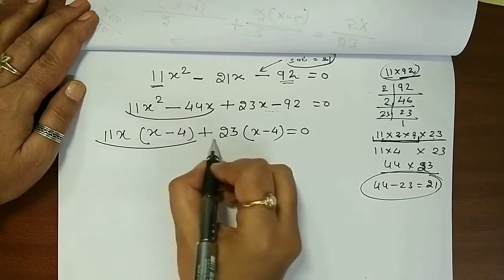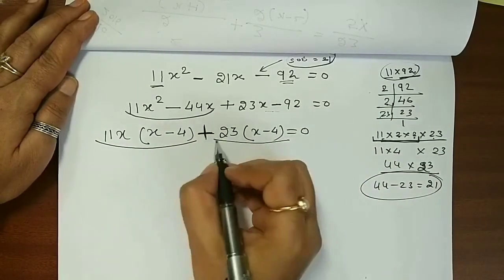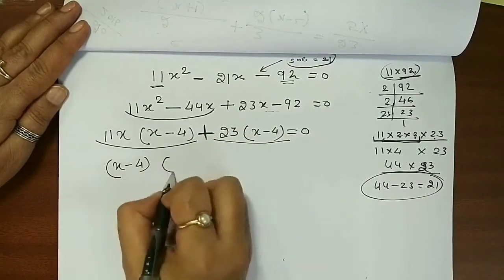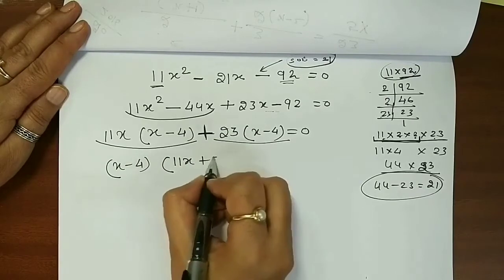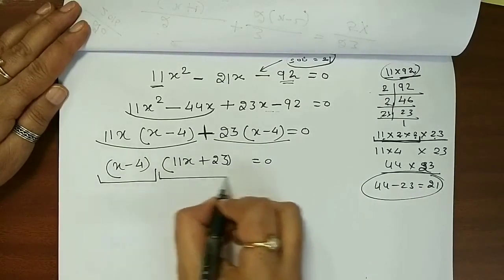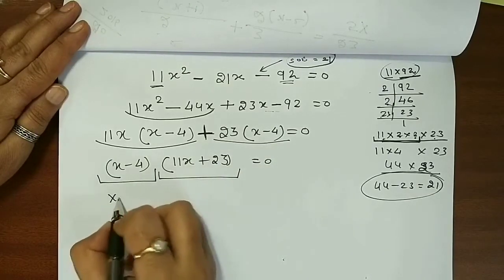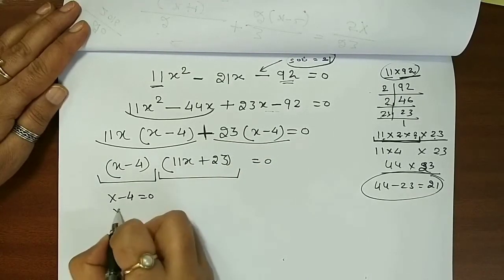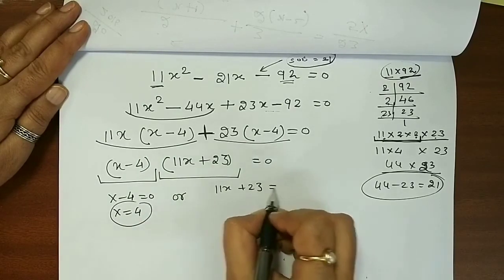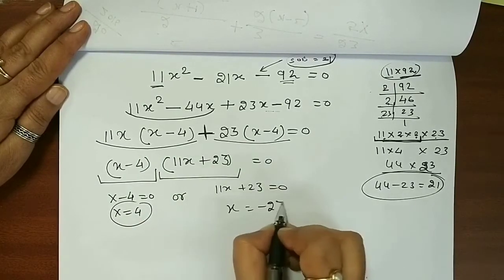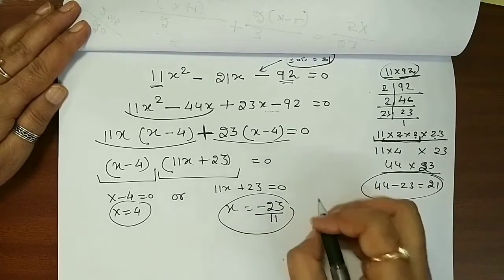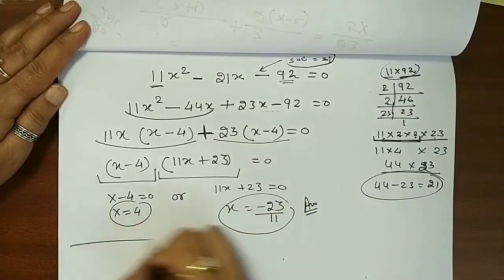Now I have two parts of it which is separated by plus. What I can take common is x minus 4 common. What is left is 11x plus 23. Yes, I got factors this and this. So what is the root? If this is 0, then x is 4, or 11x plus 23 is 0. So x is minus 23 by 11. Guys, I got two roots. This is my answer. I hope you got it.